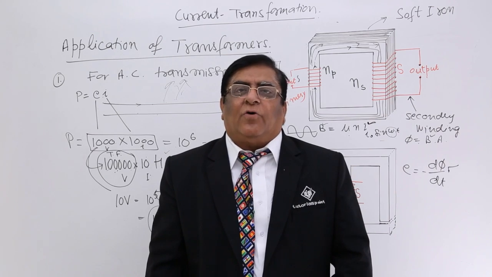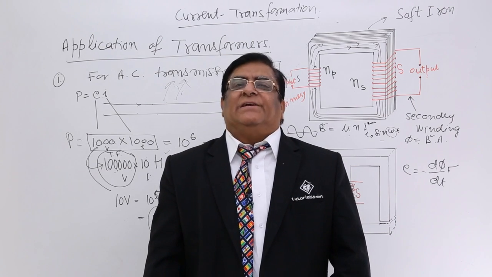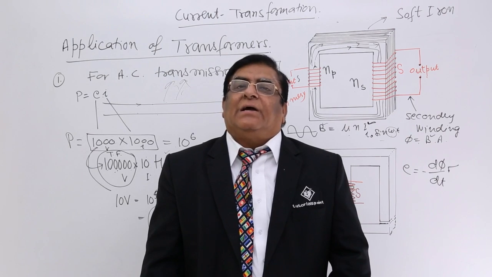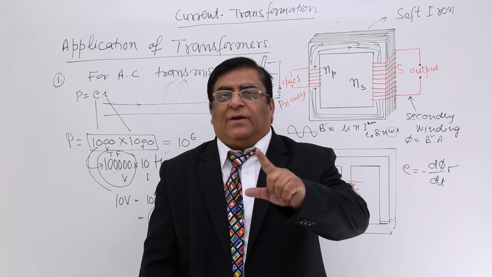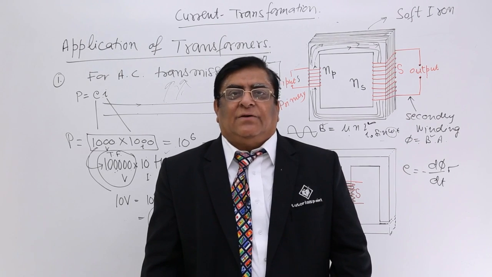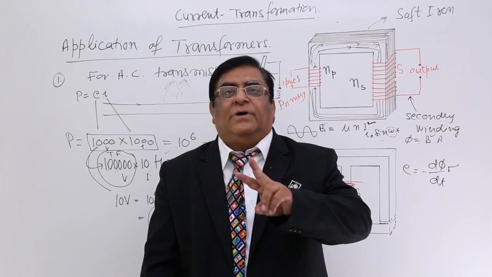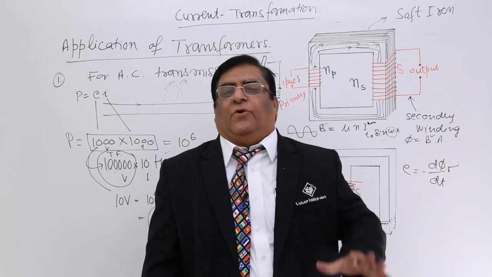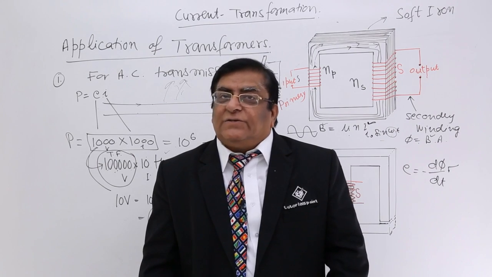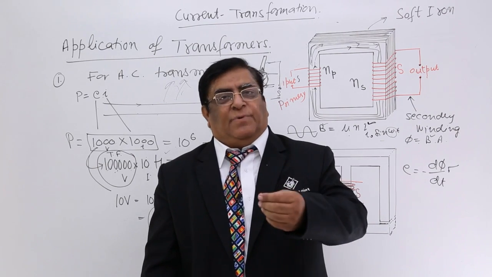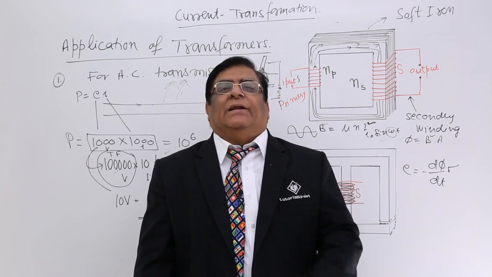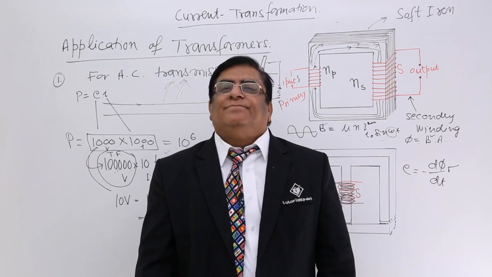One more thing about transformers. Do we get 100% energy from input to output? The answer is no. There are always losses, and for this remember a thumb rule. What is the thumb rule? Whenever you are changing the form of energy from one form to another, there is always a loss. This may be a very high loss, or a very small loss, but without loss you cannot change energy from one form to another.